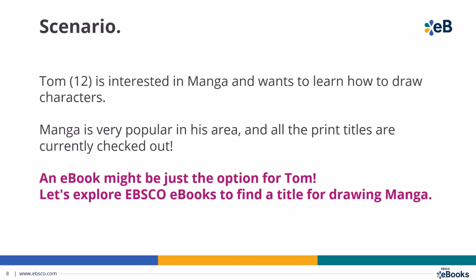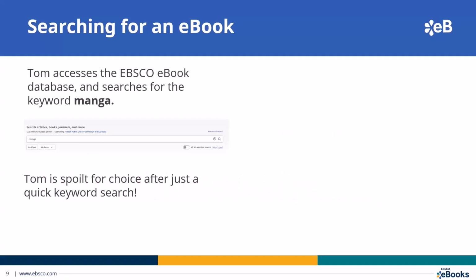Now, in today's session, we do have a scenario. We have Tom. Tom is 12 and he's interested in manga. He wants to learn how to draw characters specifically. Manga is very popular in his area. It's school holidays, and all the print titles are currently checked out. An ebook might be just the option for Tom. Let's explore EBSCO eBooks to find a title for drawing manga. Now, I'm going to walk you through this scenario using slides, and then we'll do a live demonstration.